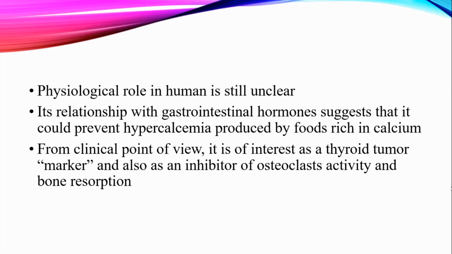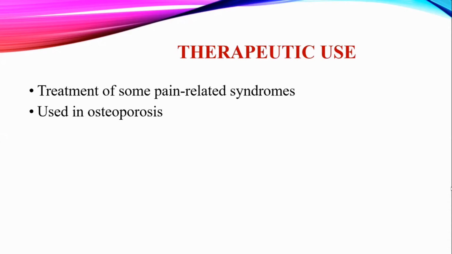And apart from that, in a higher concentration, it also acts as an inhibitor of osteoclastic activity, which prevents bone resorption. Because of that, therapeutically, it is also used for patients having osteoporosis. So as a therapeutic use, it is sometimes used for the treatment of some pain related syndromes. Apart from that, due to its nature as an inhibitor of bone resorption, it is also used in osteoporosis.